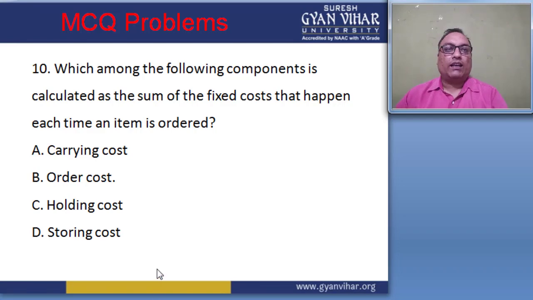This is question number 10. Which of the following components is calculated as the sum of fixed costs that happen each time an item is ordered? 4 options are given here. First is carrying cost, ordering cost, holding cost, and storing cost. The correct answer here is ordering cost. B is the correct answer.